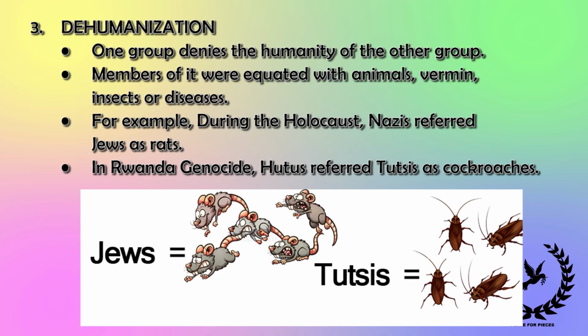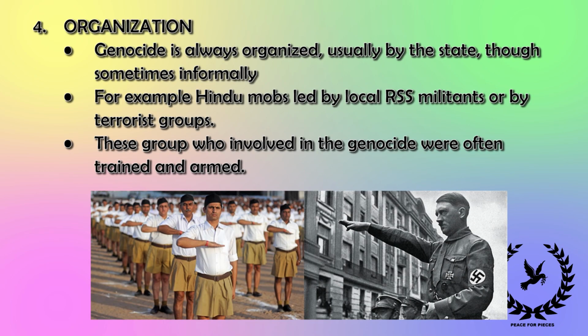One group denies the humanity of the other group. Members of it are equated with animals, vermin, insects, or disease. For example, during the Holocaust, Nazis referred to Jews as rats. In the Rwandan genocide, Hutus referred to Tutsis as cockroaches. The fourth stage is organization. Genocide is always organized, usually by the state, though sometimes informally. For example, Hindu mobs led by local RSS militants or by terrorist groups. These groups involved in genocide were often trained and armed.